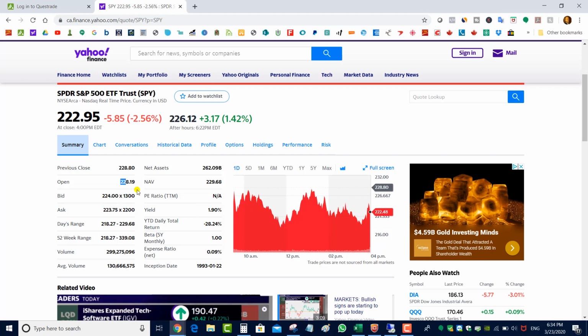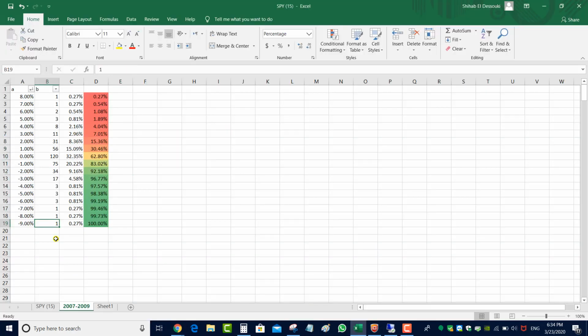It already made its move after hours. But then once it opens at 220, it's not gonna drop another 10 points most of the time. Of course, everything's possible. I mean, we've seen it drop 9%, but most of the time the bulk of the movement happens after hours, which is perfect.